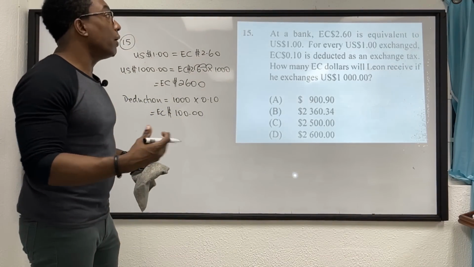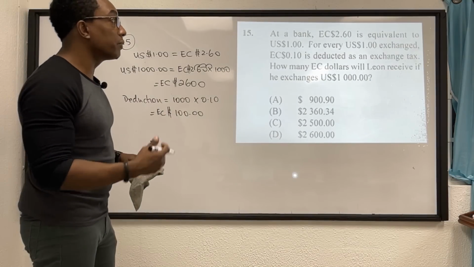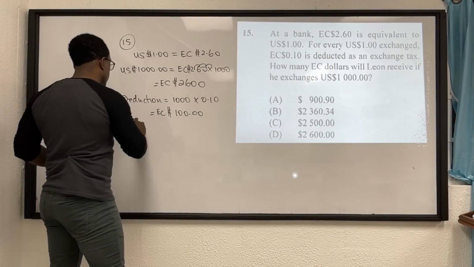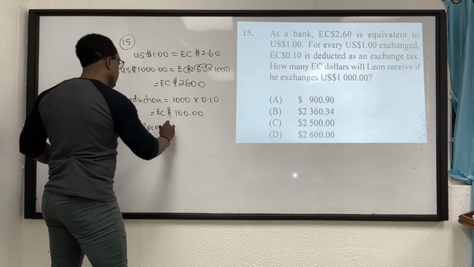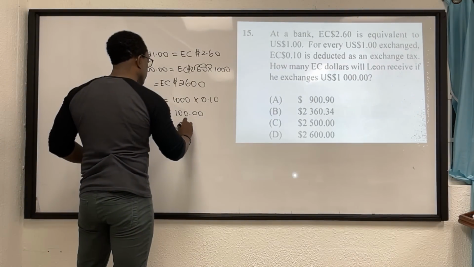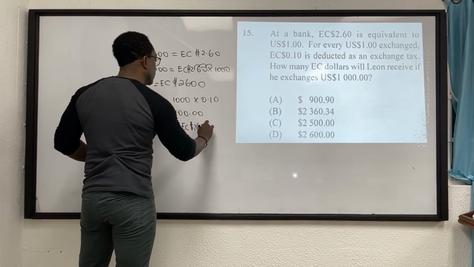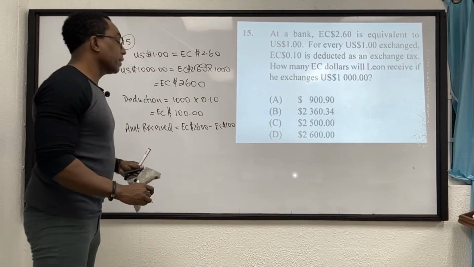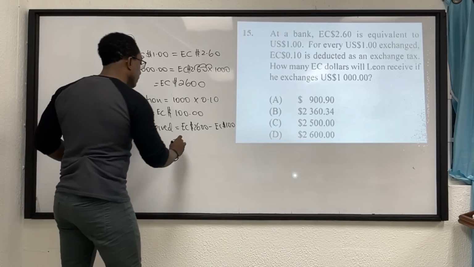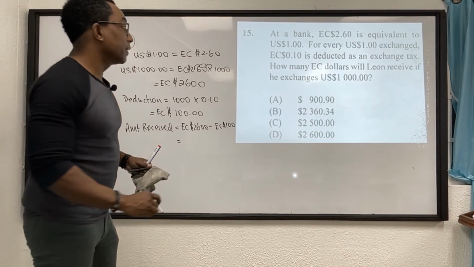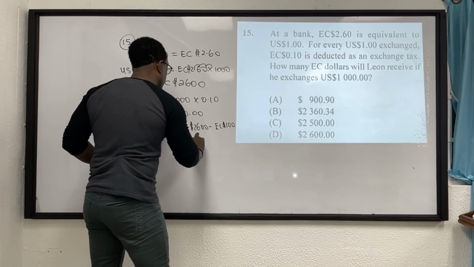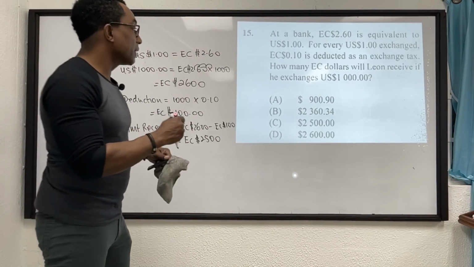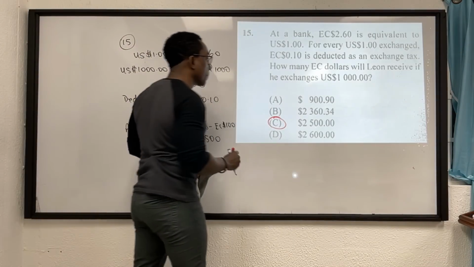So therefore, the amount this person, Leon, will receive at the end of his exchange, the amount received, will be to subtract EC $100 from EC $2,600 to give us EC $2,500. Right? Whose answer there is C.